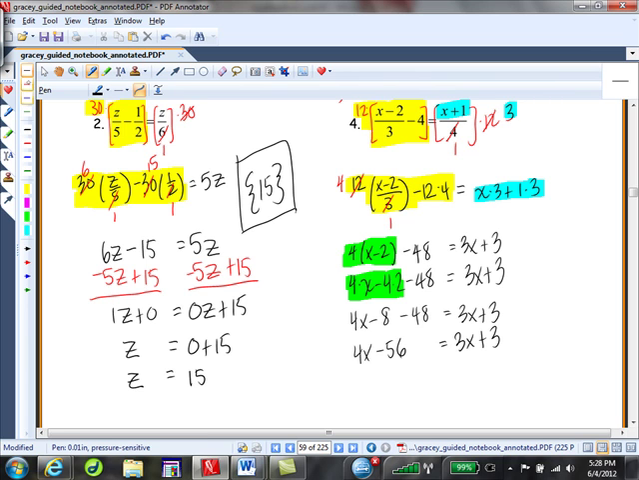I decided I want the x's on the left side. So we'll subtract the 3x from both sides, and I got to get rid of that 56. So I'll add 56 to both sides. And at the end of the day, well, almost the end of the day, we get 1x plus 0 is equal to 0 x's plus 59.